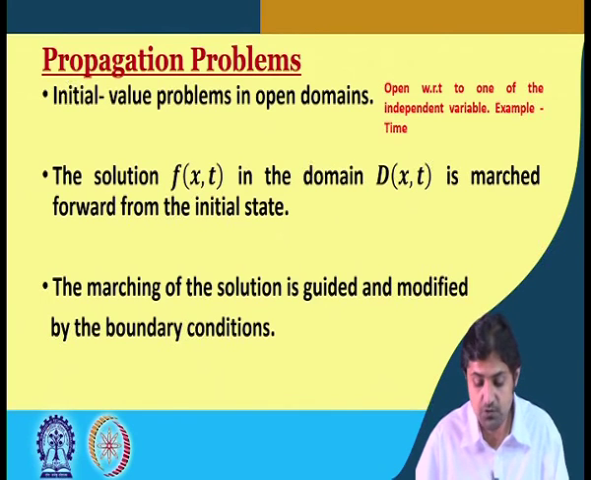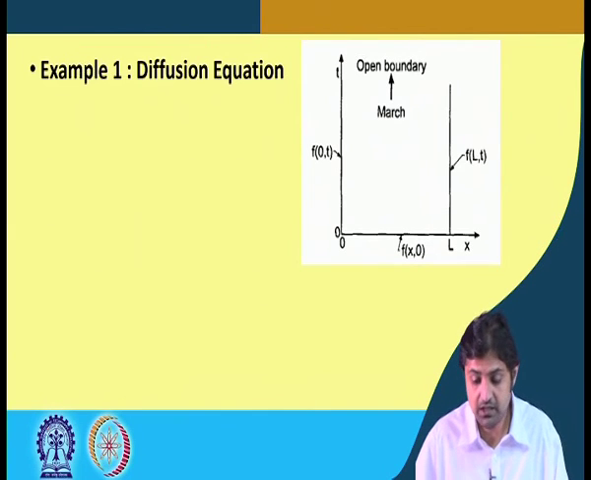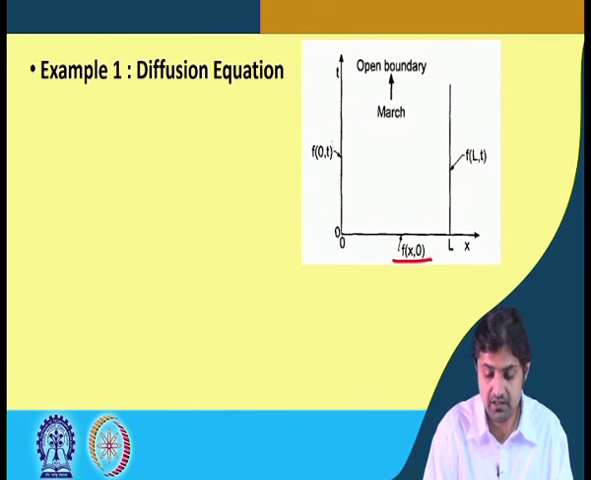So, the marching of the solution is guided and modified by the boundary conditions. So, if we have a different boundary condition, we still have to specify the boundary condition at time t equal to 0, the initial point, and we will also have to specify the initial values at all the points in the domain. So, boundary conditions and also the values at all the points in the domain initially too. Example 1 here is the diffusion equation. You see this is an open boundary and it is in x and this is in time t.